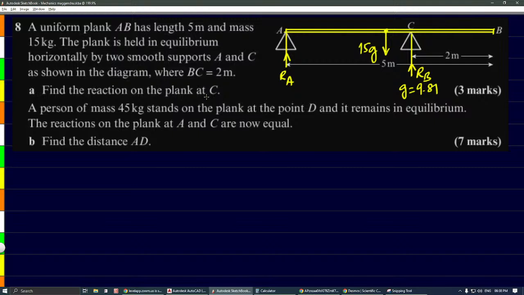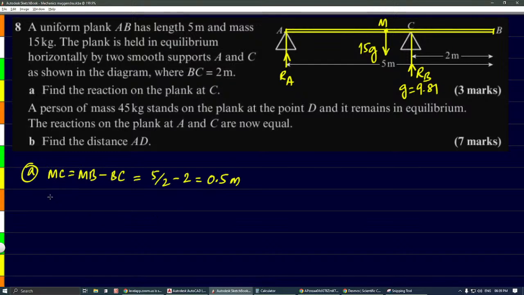So first we need to find this distance. How much is this distance? If you call this point M, the MC distance is MB minus BC. And MB distance is half of 5, BC distance is 2. So 0.5 meters we will get as MC.